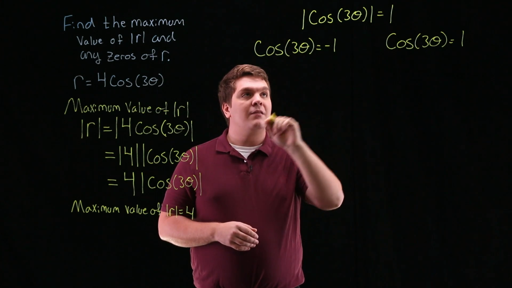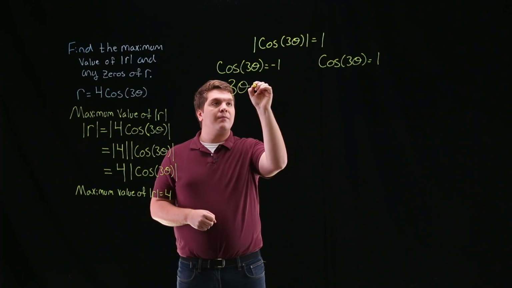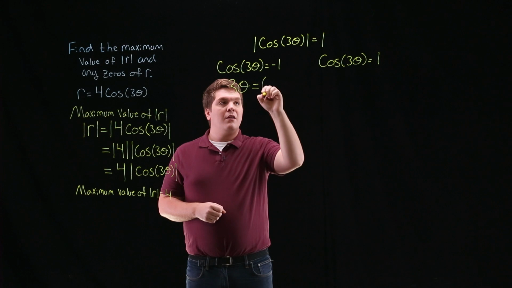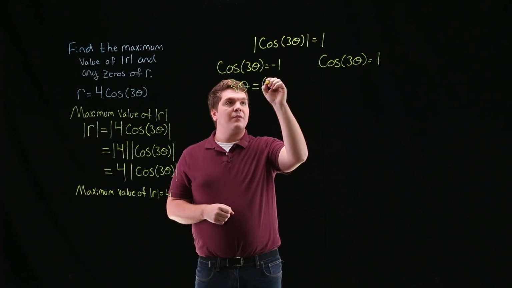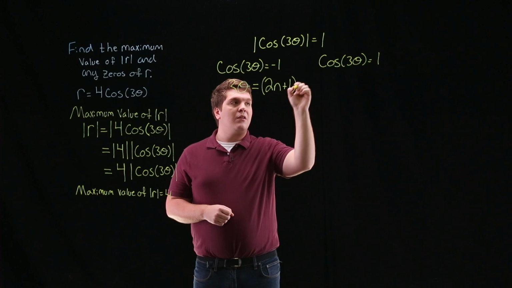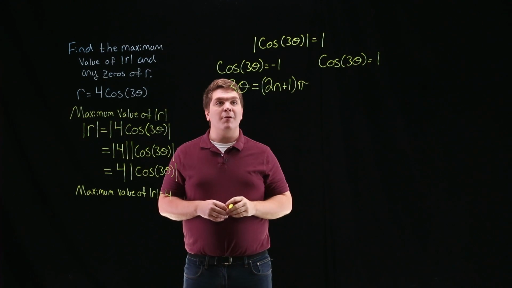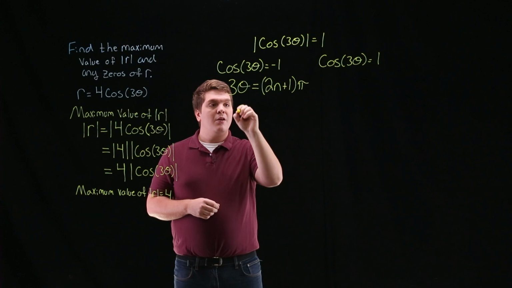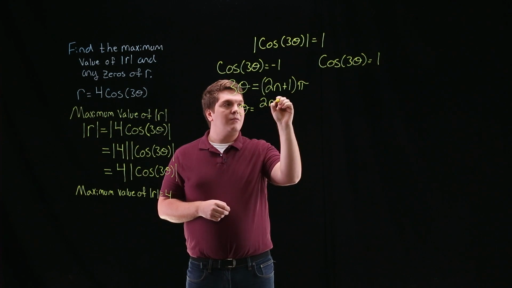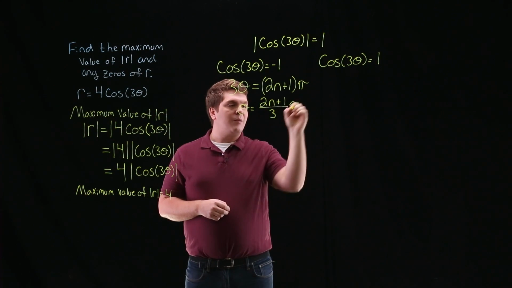Trying to solve the first equation, cosine of 3 theta equals negative 1, we know that cosine of 3 theta is going to equal negative 1 when the angle 3 theta is equal to odd multiples of pi. So that is when 3 theta is equal to 2n plus 1 times pi. Solving for theta by dividing both sides by 3, we have theta is equal to 2n plus 1 divided by 3 times pi.